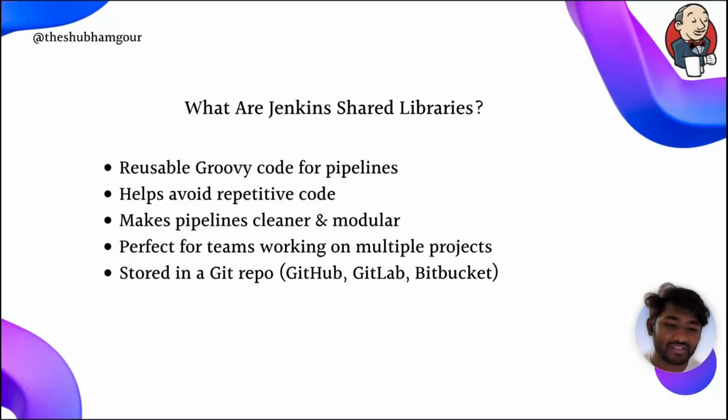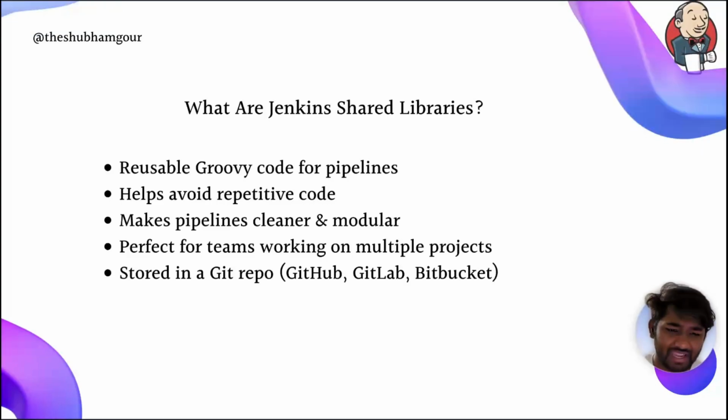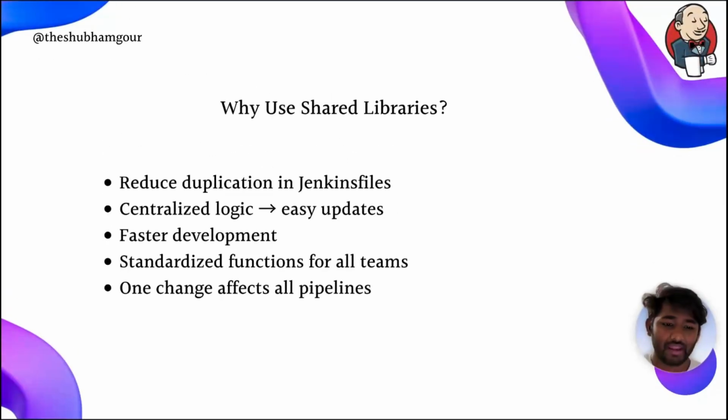So yeah, let us go with shared libraries. What actually are Jenkins shared libraries? It is reusable Groovy code for pipelines that can be used again and again. It helps us avoid repetitive code. That is one of the best functionalities that shared libraries offer: it will make your pipeline cleaner and modular, and it is perfect for teams working on multiple projects. Here you will store those things in GitHub, or GitLab, or you may store it in Bitbucket. Doesn't matter.